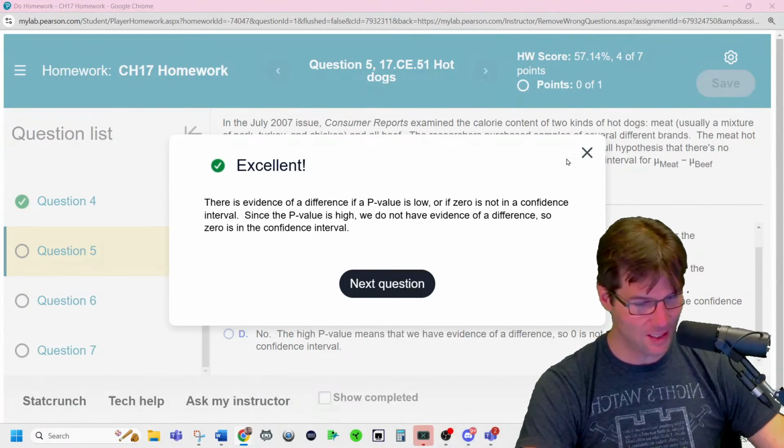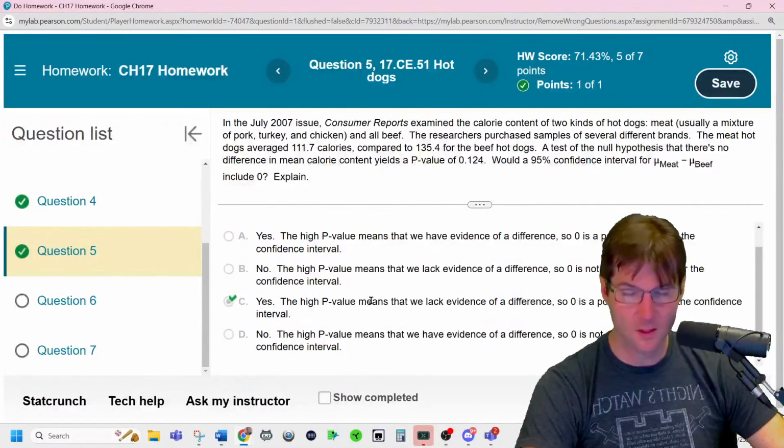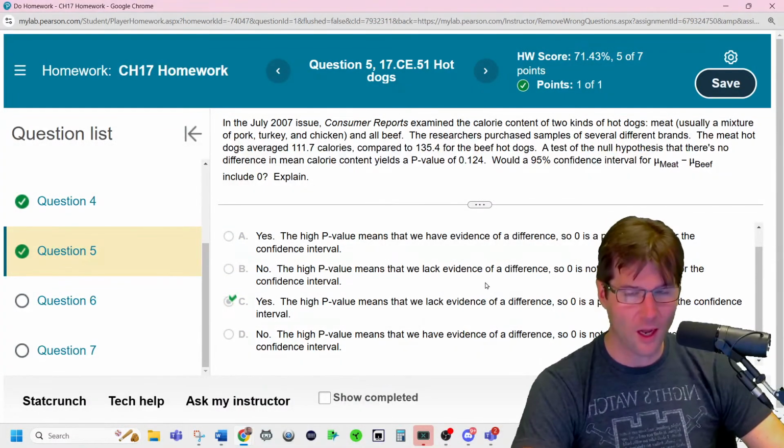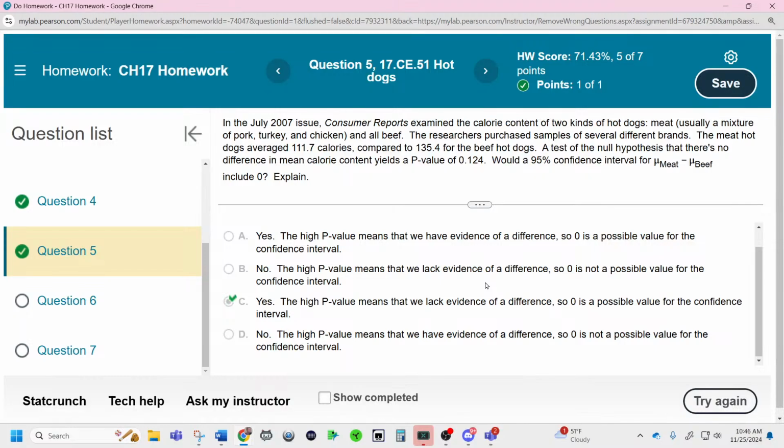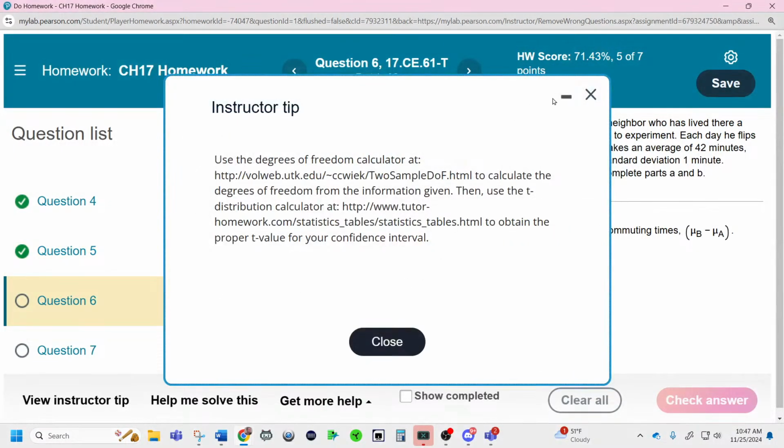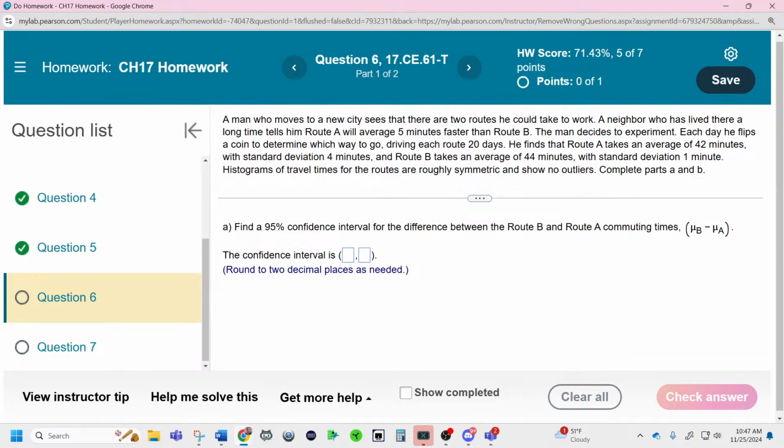But it was C. It is C, because since the p-value is high, this means we lack evidence of a difference. So we would conclude there is no evidence of a difference. So it is C. Now we get into a much bigger problem. I wish this was in the last video. We'll do the full homework right here.